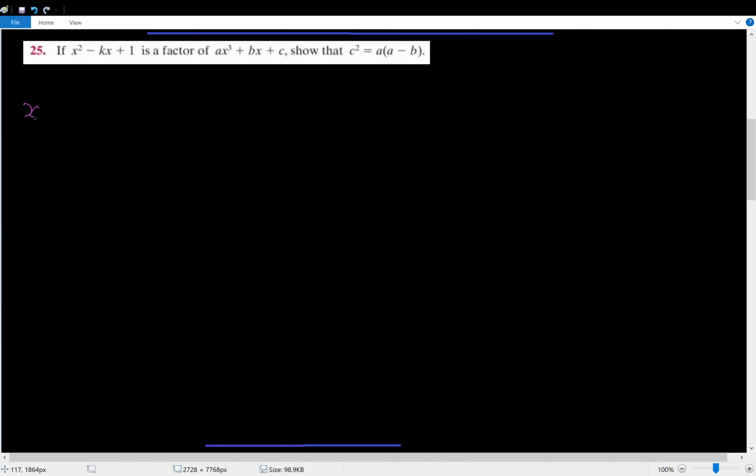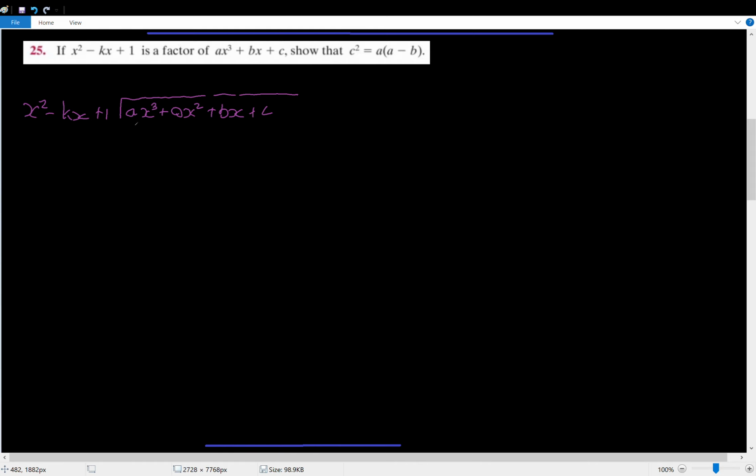It's going to be x squared minus kx plus 1 divided into ax cubed plus 0x squared plus bx plus c. And we had to include this 0x squared in order for some of our sums further on to make sense. That's all that happened there.